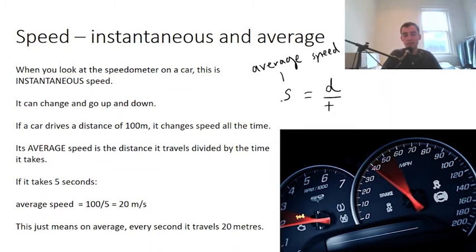And this is different to the instantaneous speed. So if the car takes 5 seconds to drive the 100 meters, the average speed equals the distance divided by the time. The distance was 100 meters. The time was 5 seconds. So that is 100 divided by 5, which is 20 meters per second.